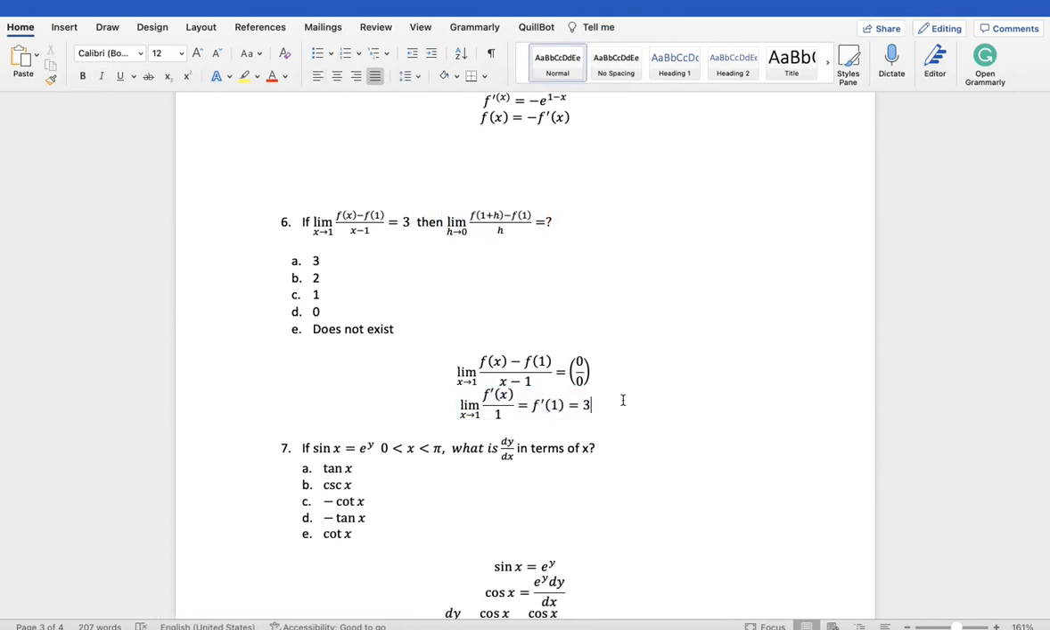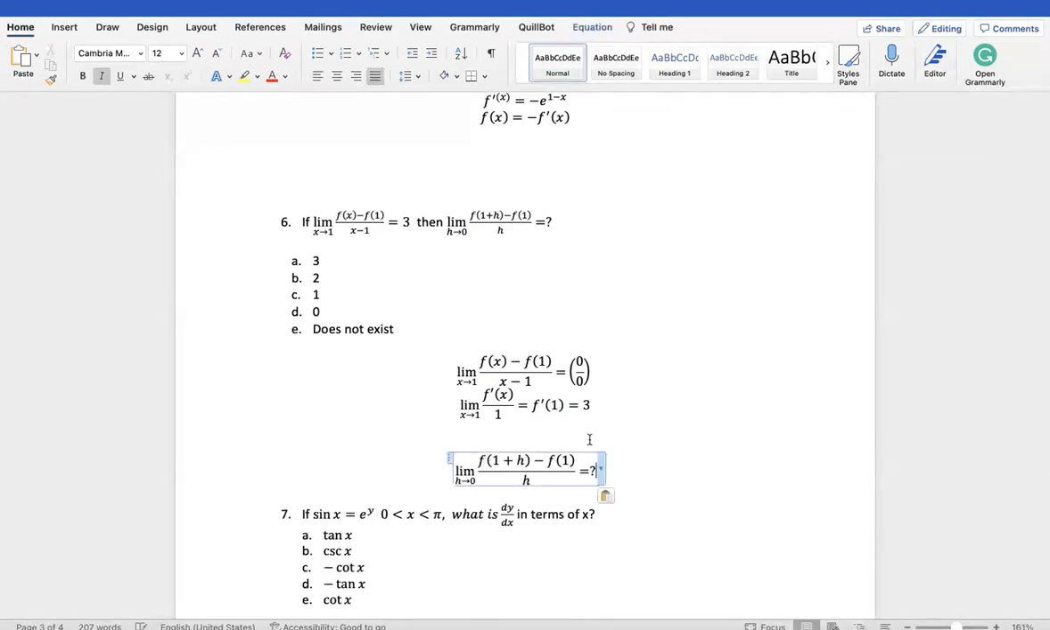So the second part now, again, if we're trying to solve it using L'Hopital's rule, when you substitute in the value of h, you have f of 1 minus f of 1 over 0. f of 1 minus f of 1 is 0, right? Divided by 0, so you have 0 over 0, which means you can apply L'Hopital's rule, okay?